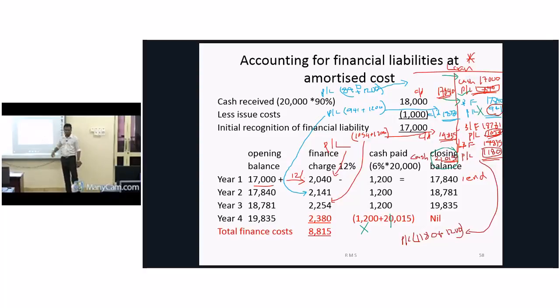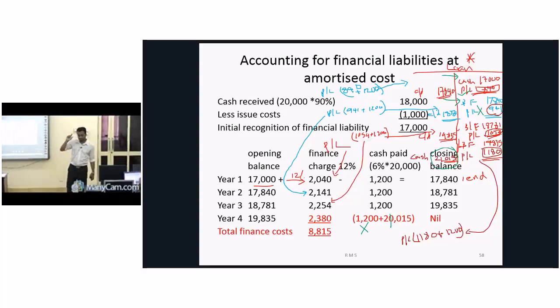Yes. P&L debit 2,380. What else? There are two double entries for the last year, remember? 2,380 P&L debit. Here credit 1,180 and cash credit 1,200. That 1,200 we have already paid. In addition to that, we have to pay 21,000. Now 1,200 is already done. 21,015 cash credit. We have to debit the loan account 21,015, and it will be closed. There are two entries. Got it?